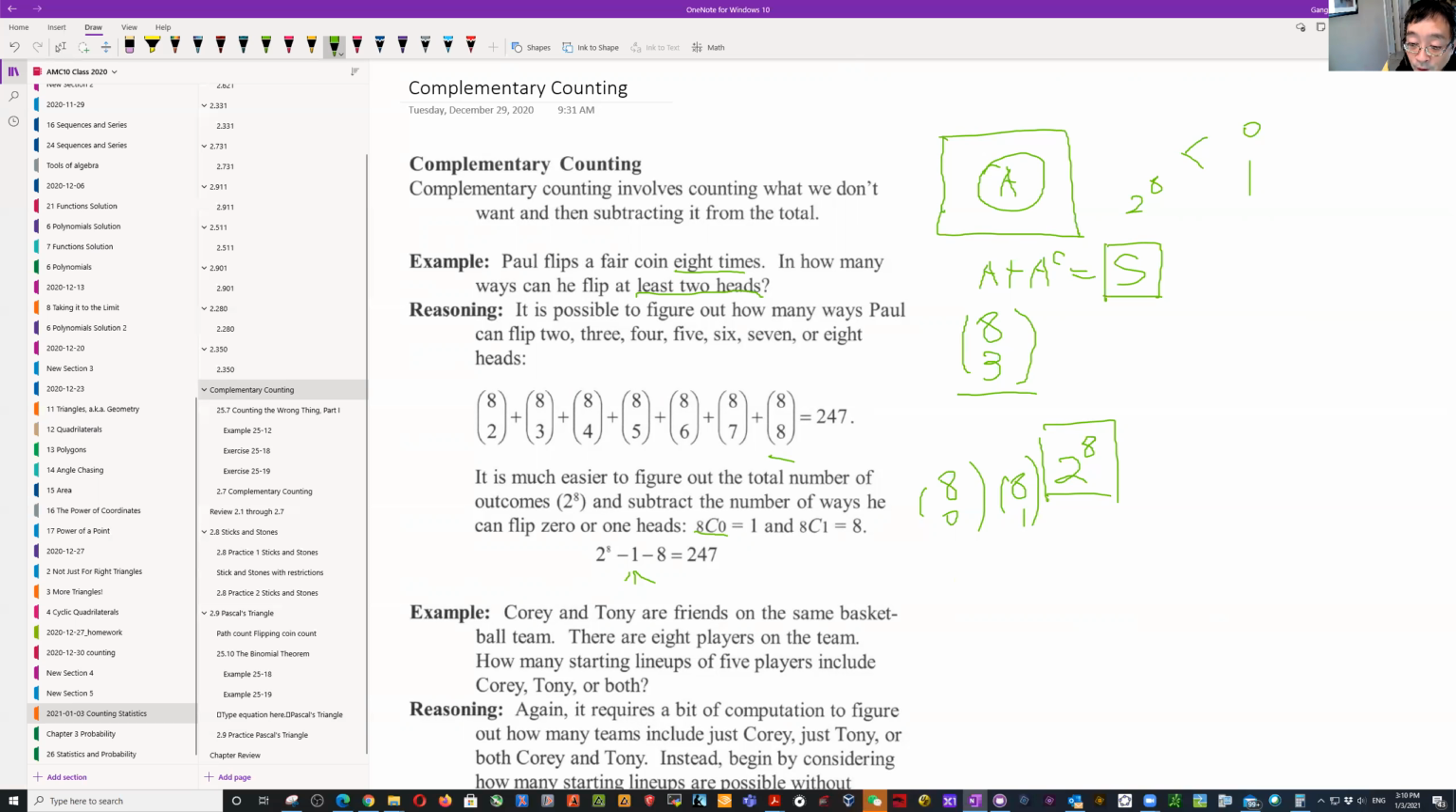Complementary counting is a counting method where, if you have something with a certain property, it's a subset of the full sample space, and then there's its complement. A plus A complement is always equal to S. That is a very obvious fact. And a lot of the time, summing those directly is possible, but it's much more cumbersome than doing it this way.